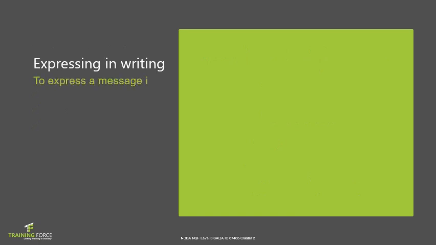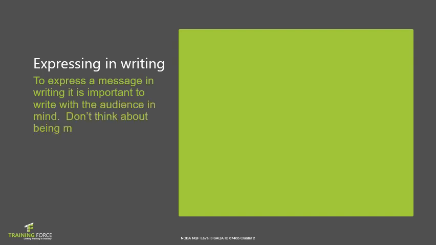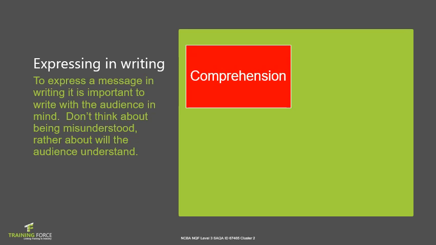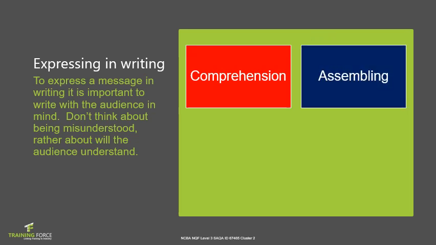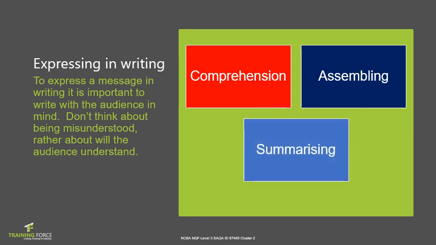To express a message in writing, it is important to write with the audience in mind. Don't think about being misunderstood, rather about, will the audience understand? Let's pay attention to the following: comprehension, the assembly of your sentences and paragraphs, and then the summarizing of the content and the message that you want to get across. All the aspects that make up grammar, like sentence structures, punctuation used, and the words used, all together express our message in writing.